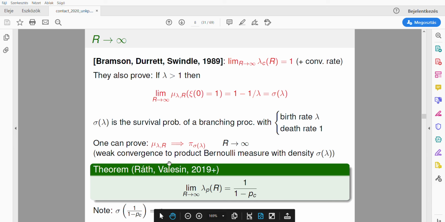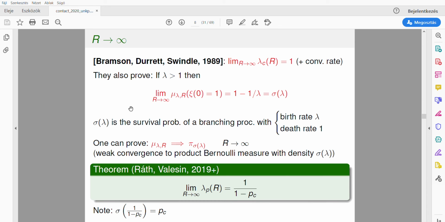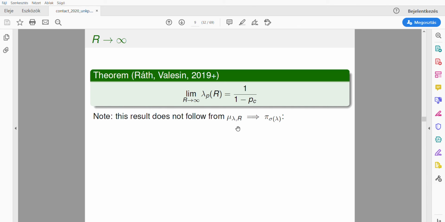So now I made my result, or our result with Daniel, sound a bit trivial, but let me try to argue that our result is not that trivial after all, because it's kind of easy to prove weak convergence of the upper invariant measure as r goes to infinity to Bernoulli product measure with this density rho lambda. So this is easy, but our result, the percolation result, does not follow from this. So our result is not a consequence of this weak convergence.